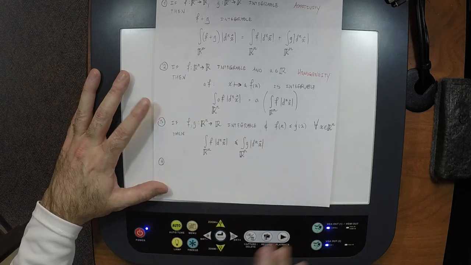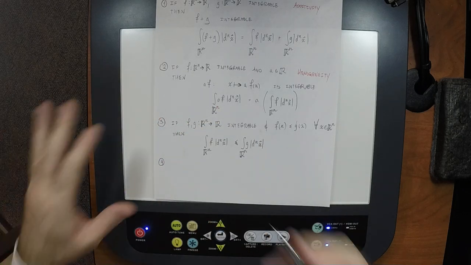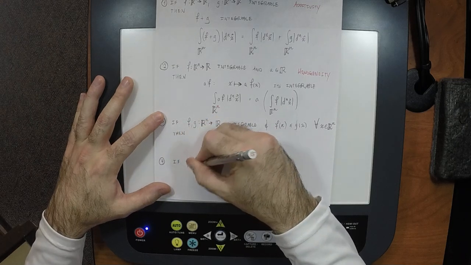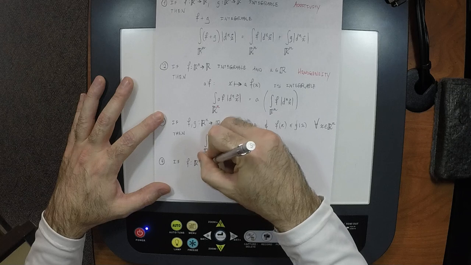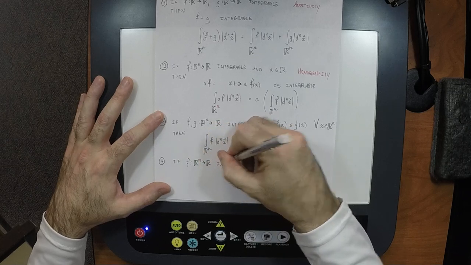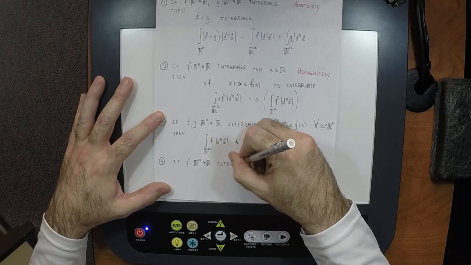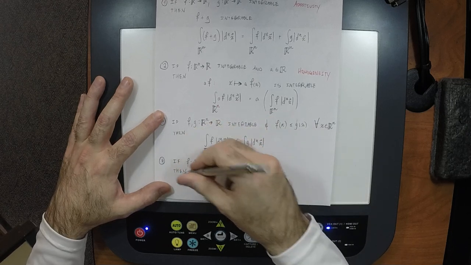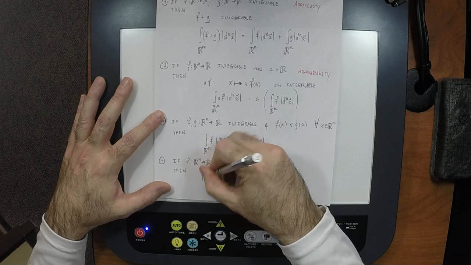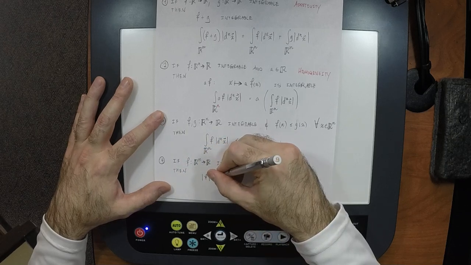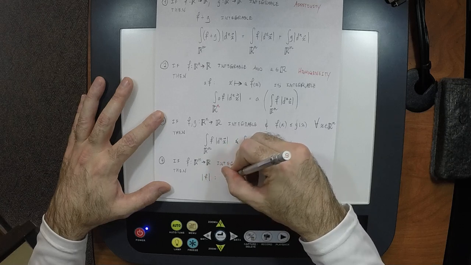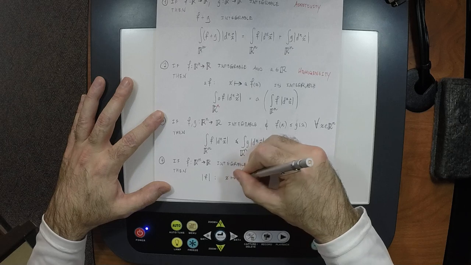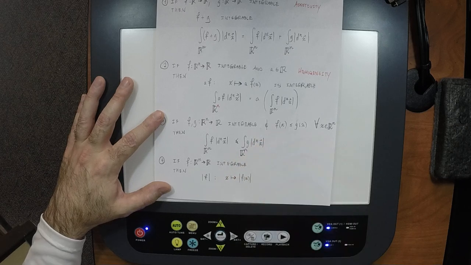Finally, this one. If, again, we have an integrable function, so if f from Rn to R is integrable, then two things. Then the absolute value of f, by which I mean the function that takes x and maps it to the absolute value of f of x, is also integrable.